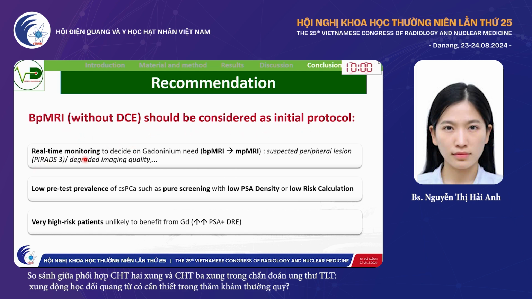So with all this discussion, we recommend that we should consider biparametric MRI as the initial protocol, with real-time monitoring to decide the need for gadolinium, especially when we have a suspected peripheral lesion or degraded imaging quality. The first is the case with a very low pre-test prevalence, and the second is a high-risk patient who is unlikely to benefit from gadolinium.